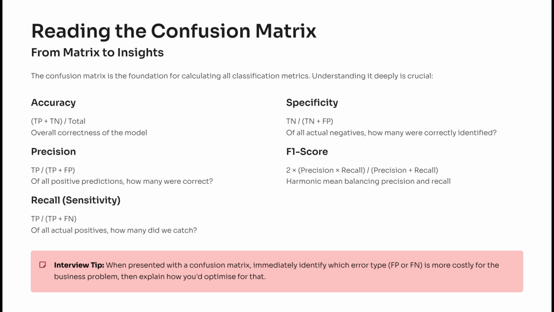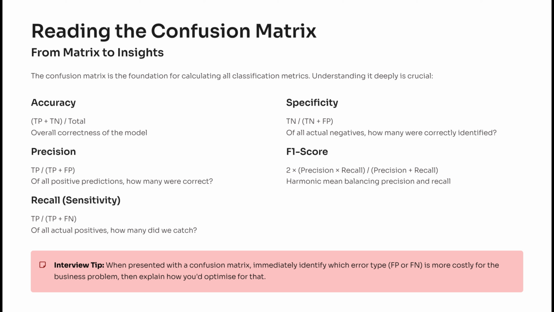Now here's an interview gold tip. Don't stop at the formulas, connect the metrics to the business context. For example, in a fraud detection project, I'd prioritize recall over precision, because missing a fraudulent case costs more than investigating an extra false alarm. That one sentence transforms your answer from textbook to real-world problem solving.